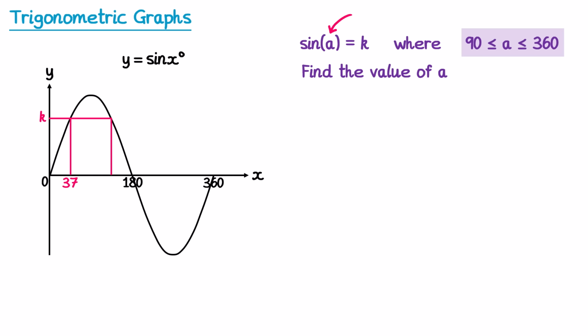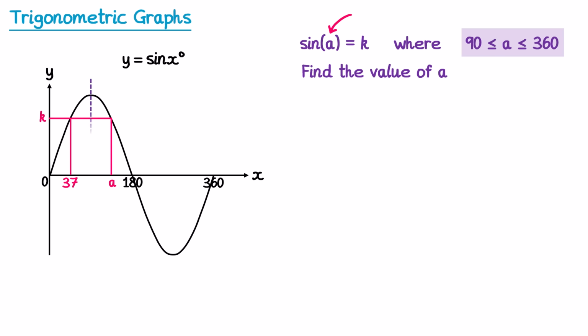And it's this value here that we want to find, because it will also give you the value k if you do sine of it. So this must be our value of a. Now you can find the value of a even though this hasn't been drawn on graph paper. To do this, we're going to use a symmetry property of the graph.